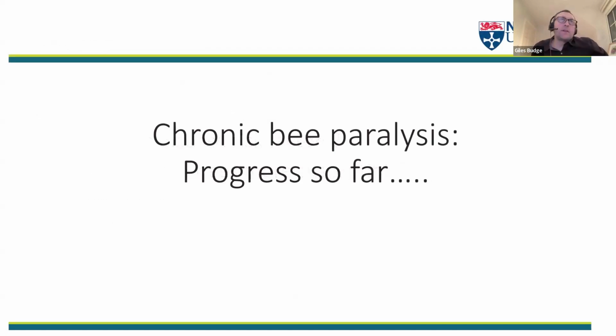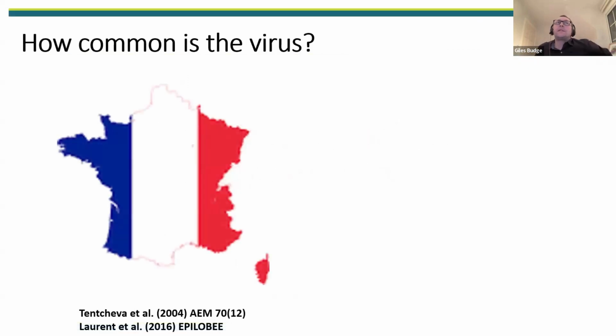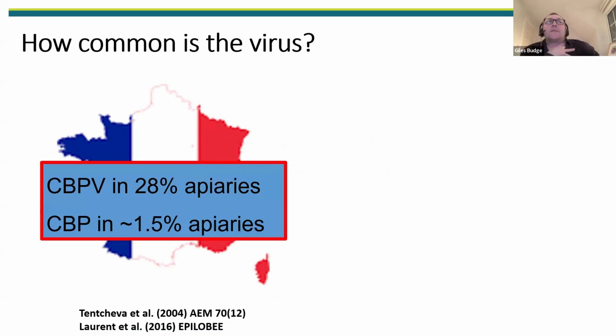So let's have a look at some progress to try to address some of those evidence gaps for this particular disease. First question was how common is the virus? If we look at some previous work that's been done in France, we can extrapolate to say that actually the virus itself is present in about a third of apiaries, and the disease is running at about 1.5%. So the virus in France is much more common than the disease. So more often than not, when the virus is present, it doesn't actually cause the disease.